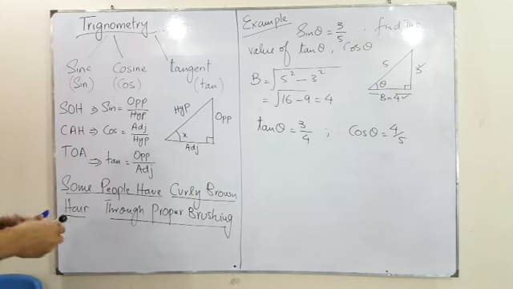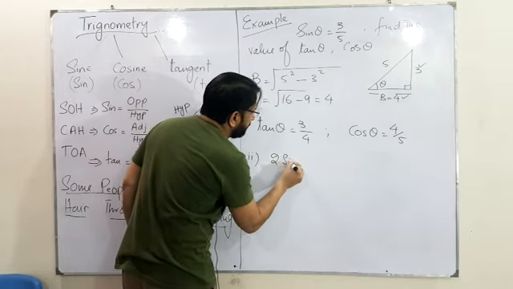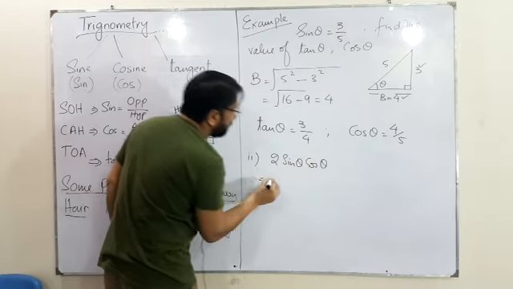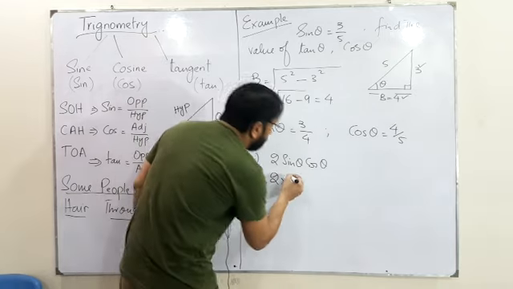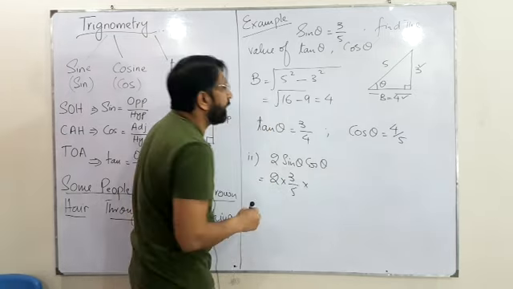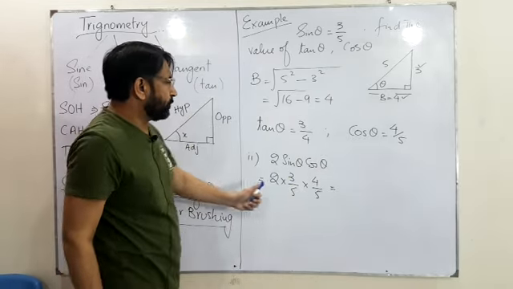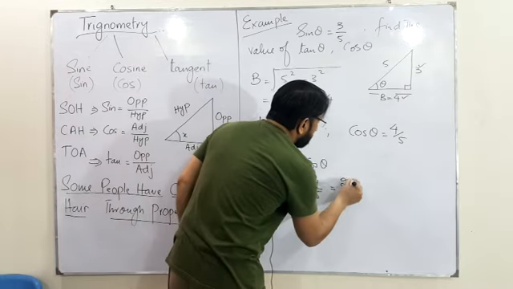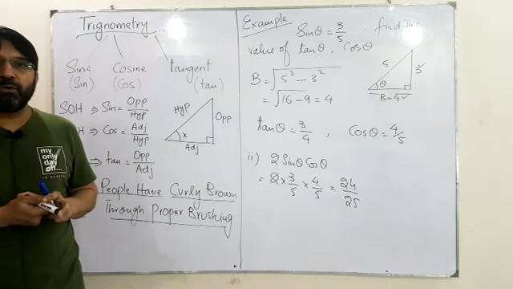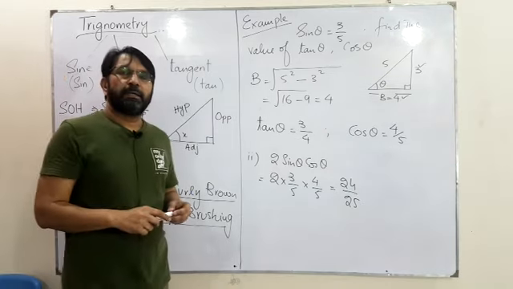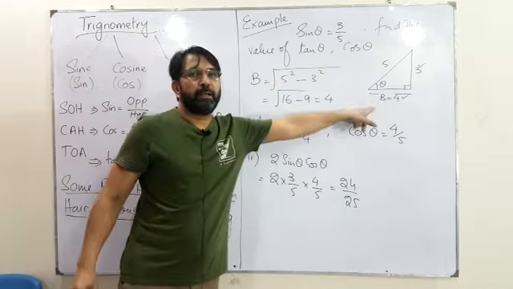And similarly, if we are asked to find other values, for example, 2 sin theta cos theta, what is the value of this according to these values? So 2 times sin theta is 3 over 5, and cos theta we have found right now is 4 over 5. So the complete simplification takes us to 2 times 3 is 6, 6 times 4 is 24, divided by 25. So this is the way to find the exact value of different trigonometric ratios with the help of SOH CAH TOA and using the right angle triangle property.